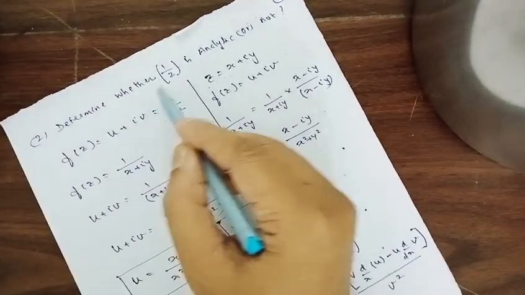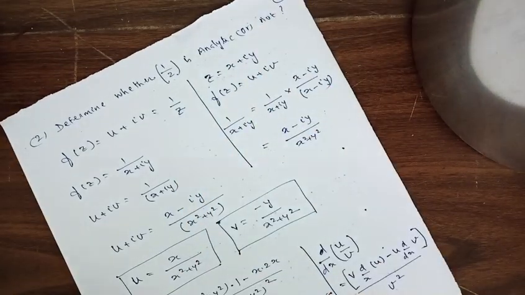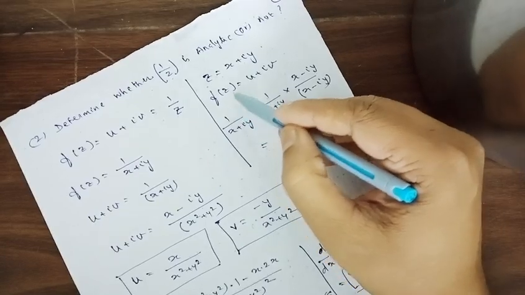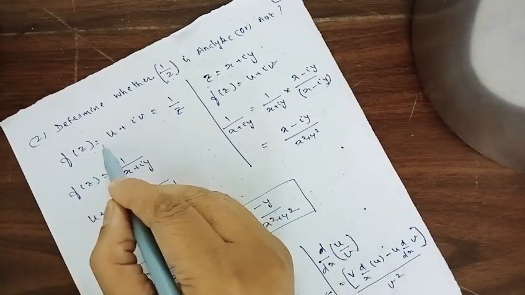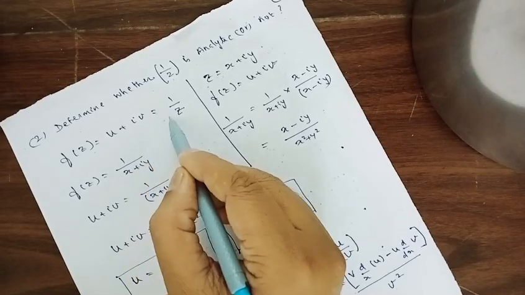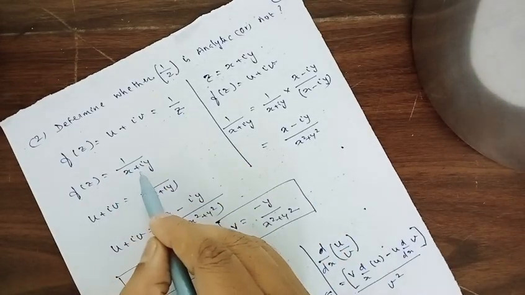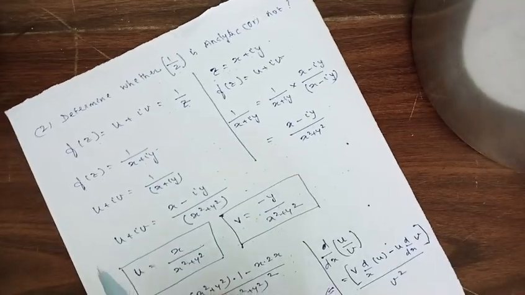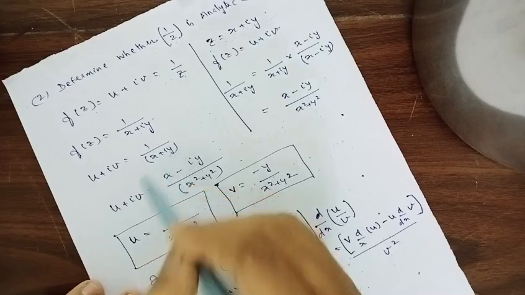Determine whether the function 1 by z is analytic or not. Okay, so we know z is equal to x plus iy. The f of z is equal to u plus iv. So f of z, that is equal to u plus iv, that is equal to 1 by z, or f of z is equal to 1 by x plus iy. Substituting the z value here, u plus iv is equal to 1 by x plus iy.